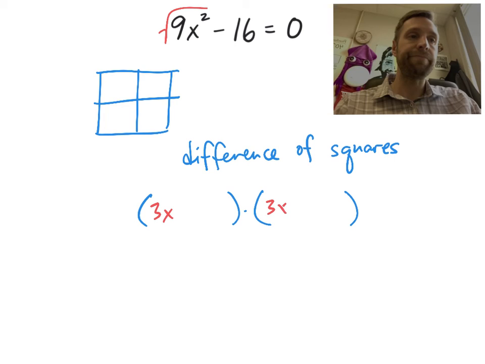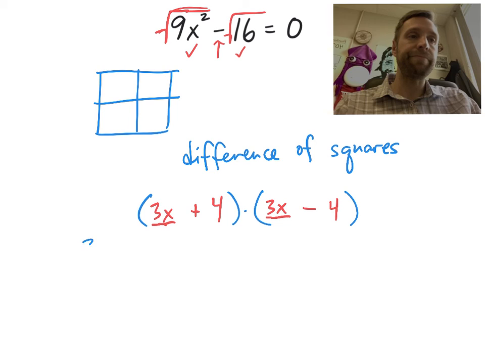3x times 3x will get you 9x squared. If you took the square root of 9, that would give you the 3. If you took the square root of the x squared, that would give you your x. What is the square root of 16? That is 4. But we needed to get to a negative 4, so we need a positive times a negative. Cool, we factored, but that's not what the problem is asking for.